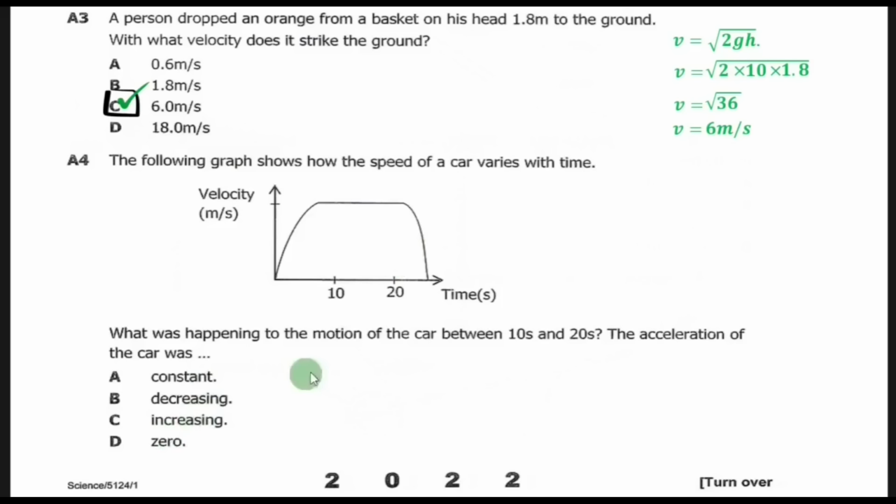So those are the conditions you must know. Between 10 to 20 seconds, the object actually has 0 acceleration. So when they say the acceleration of the car was 0, the answer is D.